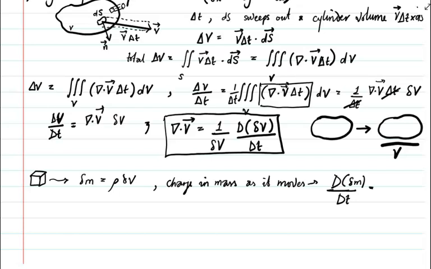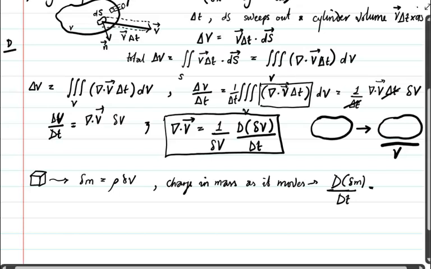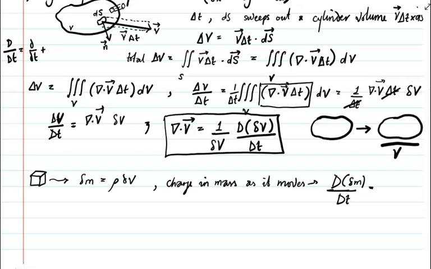Let me write it here. I should have introduced that concept from the start. D/Dt is equal to ∂/∂t plus v dot grad. So this gives you the local change plus the convective change, which is the total change.